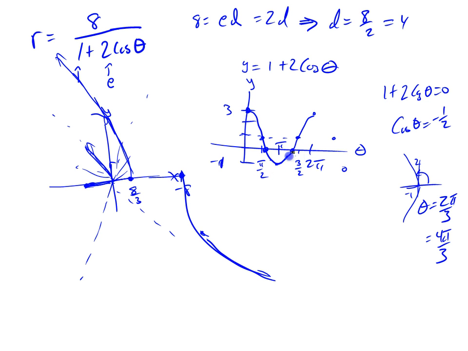Then this denominator starts getting closer to 0 again. So this thing starts headed off towards infinity, and it's going to be parallel to that asymptote as we go out that way. Then you get to the other side, it's going to come back in here, go up there.